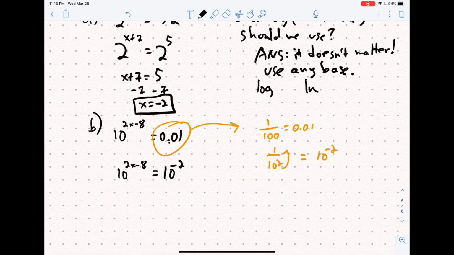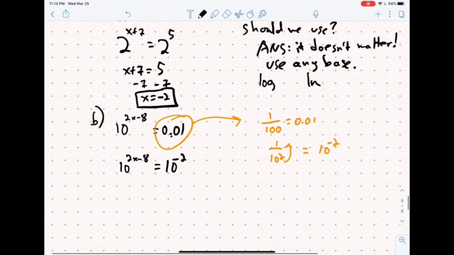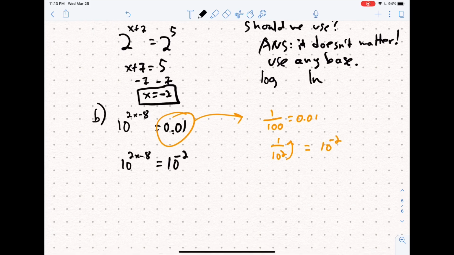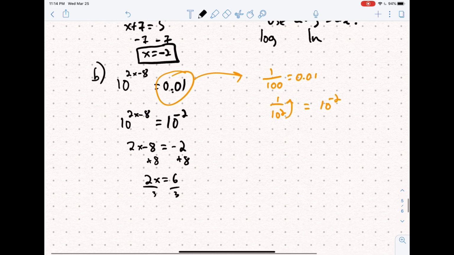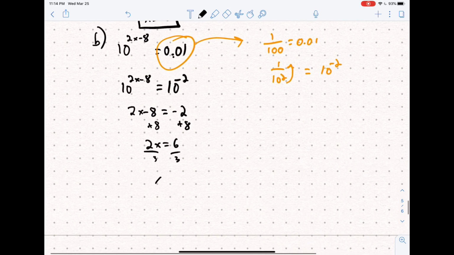And we can now apply the idea that says if we have the same base to a power equal to that same base to another power, we can set the powers equal. So 2x minus 8 has got to equal negative 2 here. And then I can add 8 on both sides, and I get that 2x is equal to 6, and I divide by 2, and I get that x is equal to 3. So this is our solution for part B.